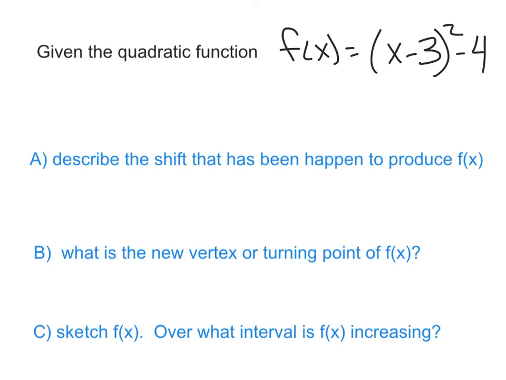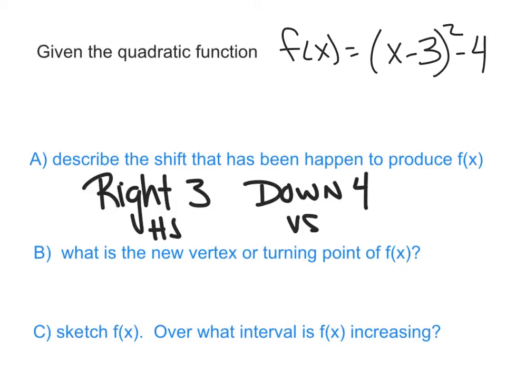All right, next example. Given the quadratic function f of x equals (x minus 3) squared minus 4, describe the shift that has happened to produce f of x. All right, pause it. Write down the 2 shifts you see happening. Well, I'm hoping your answer agreed with mine. I went right 3, and I went down 4. Now again, I just want to make a note that this is still a parabola. And how do I know that?